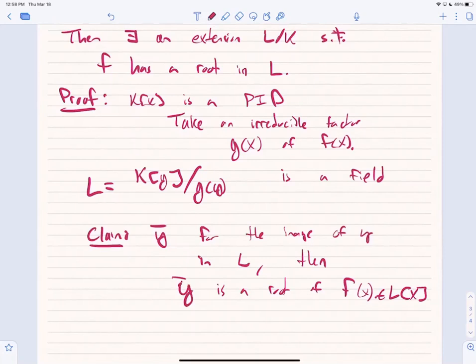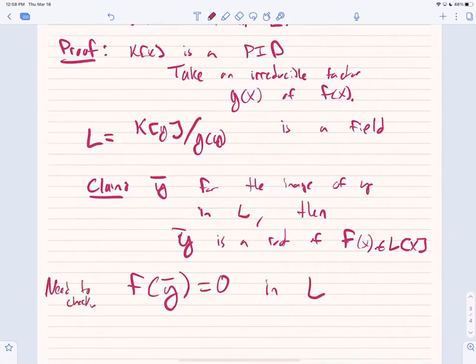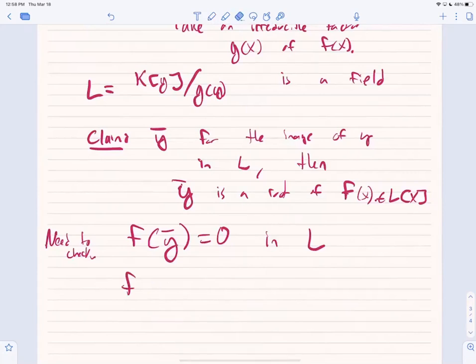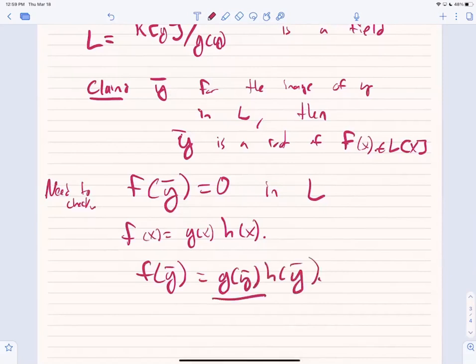Because I'm still going to have this polynomial in play. I still have this polynomial f where the variable is x, and I can think of that as a polynomial with coefficients in K[x], but I can also think of it as a polynomial with coefficients in L[x], in this field extension. And so I'm just saying f of y bar equals 0 in L. This I need to check. Let me write f(x) equals g(x) times h(x). Then f of y bar is equal to g of y bar times h of y bar. Obviously it suffices to show this is 0.